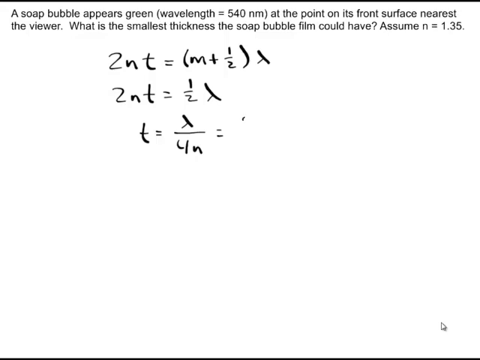I've got 540 nanometers over 4 times 1.35. The calculator tells me that that is 100 nanometers. Now you're probably asking, why didn't you convert it to meters? Well, if you notice, I've got a distance divided by two numbers that don't have units, so it really doesn't matter what I put in. If I put it in meters, I'll get an answer in meters. If I put in nanometers, I get nanometers, and why not? So no conversion necessary, and here's your answer.